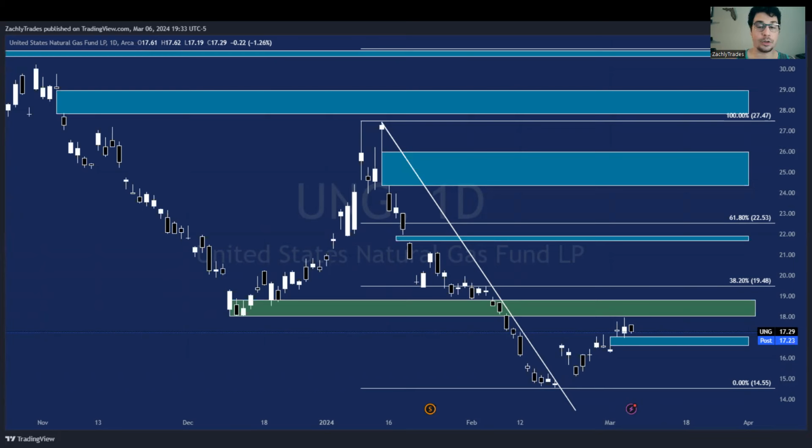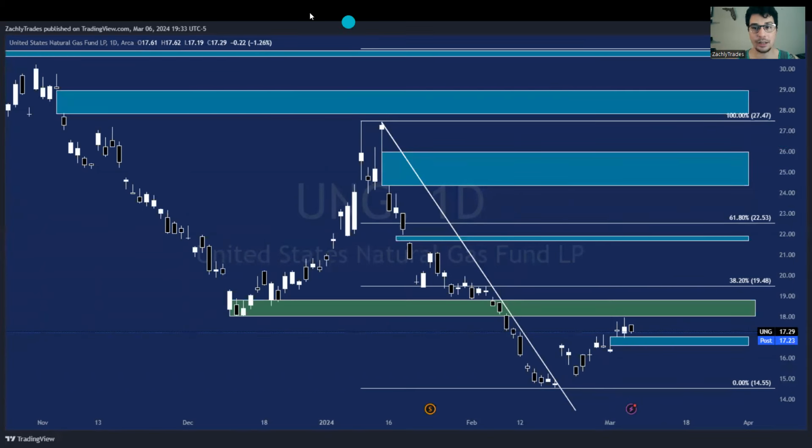And these are some of the risk factors that a lot of people getting into things like UNG or BOIL simply don't understand. They can't really comprehend why something like natural gas futures are going up, but UNG and BOIL are not performing the same way that maybe they should.